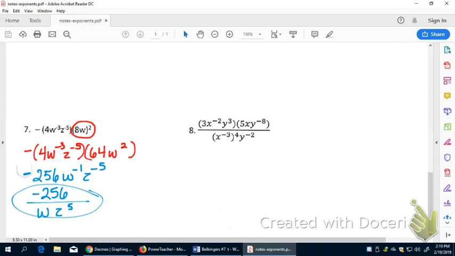Alright, last problem, number 8. Several things we're going to do. First thing we're going to do is multiply the top out. So 3 times 5 is 15. Combine the x's so you get x to the negative 1. Combine the y's and you get negative 5.